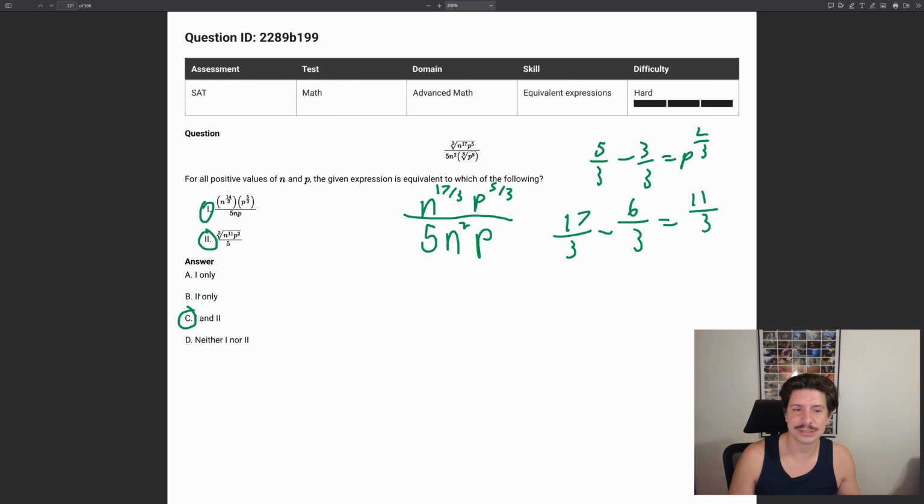Okay, an interesting question, pretty unique. I think it's one of the newer types of questions on the SAT. But you see it's going back to the basics of algebra. It's nothing too crazy, even though it's advanced math hard.